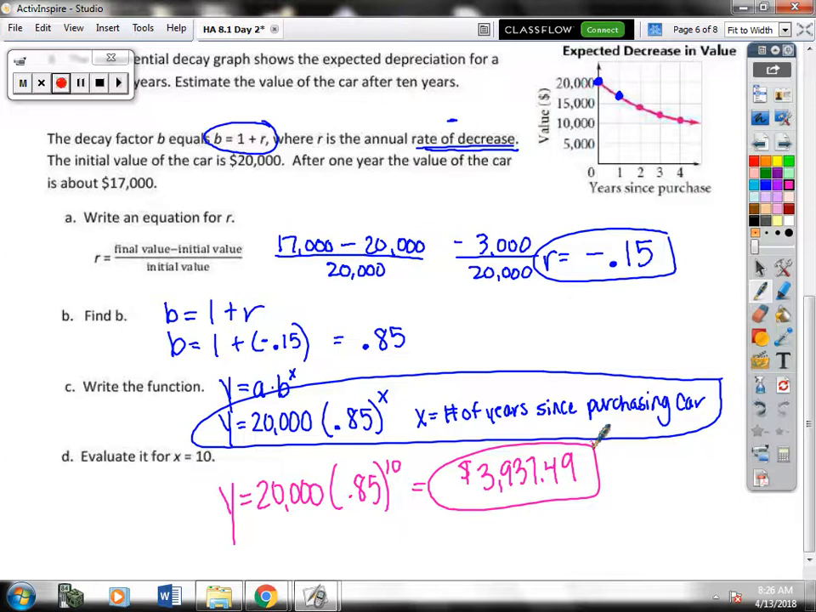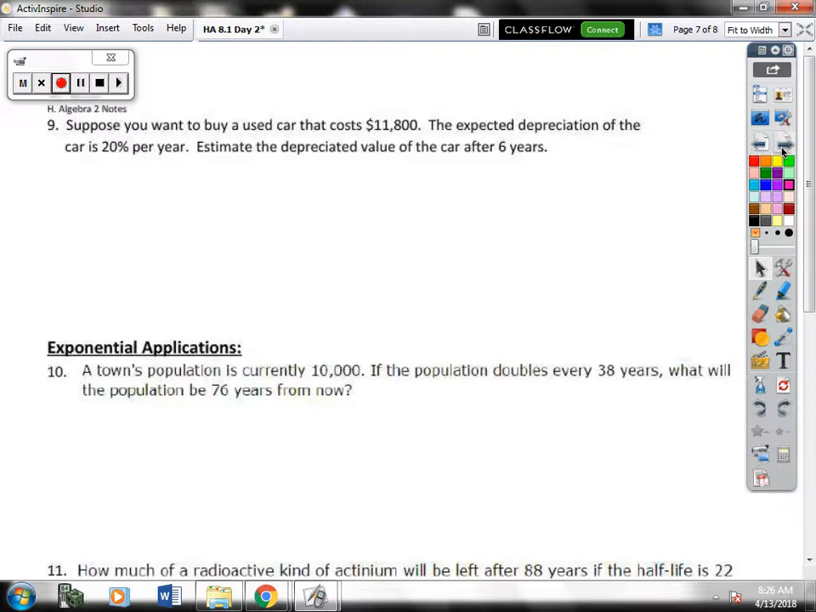And then we have a few more application problems on the back. One more depreciation, and then we have some with population, and they're kind of mixed, growth and decay, so that you guys have to think about it. Now the next one is still a depreciation, but they don't give us the values. We don't have to calculate R.